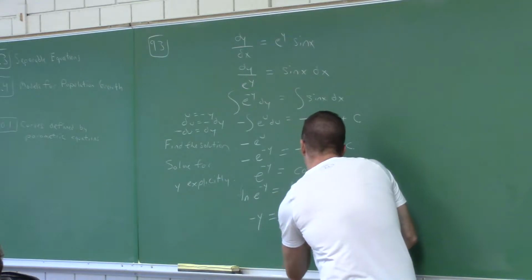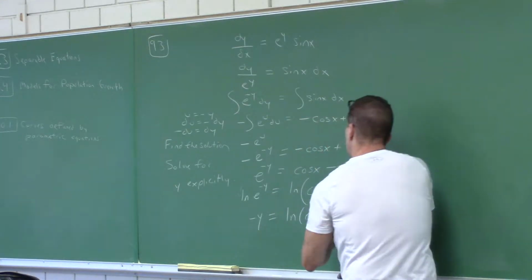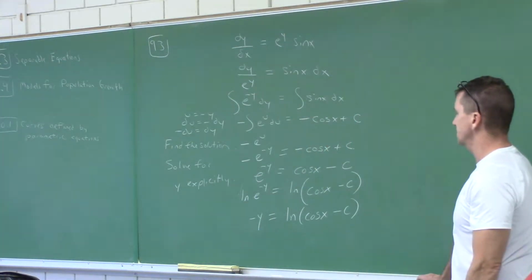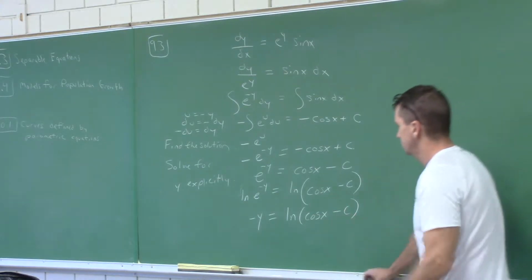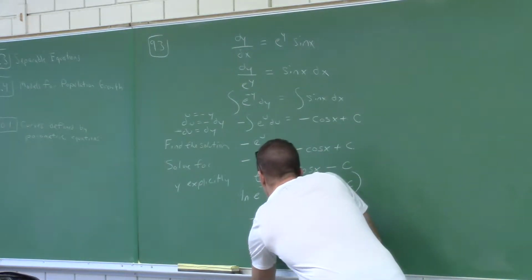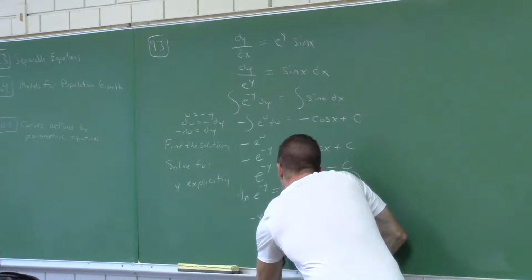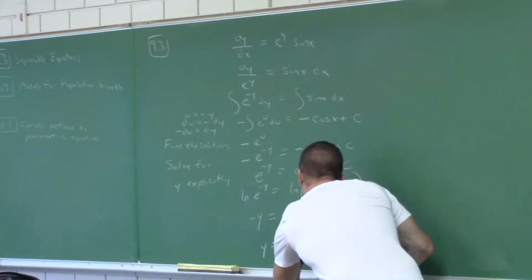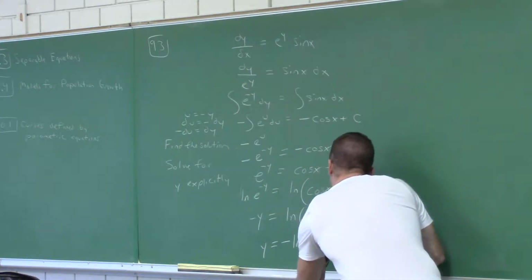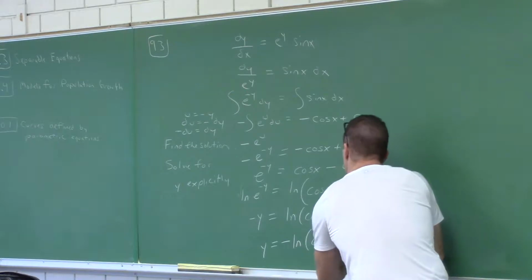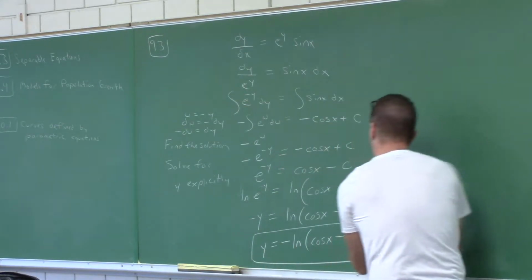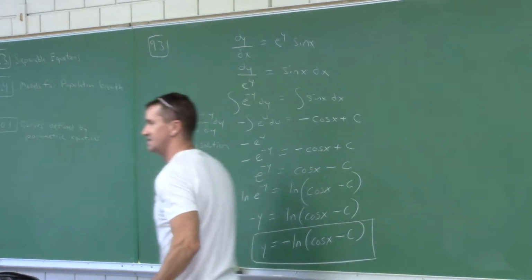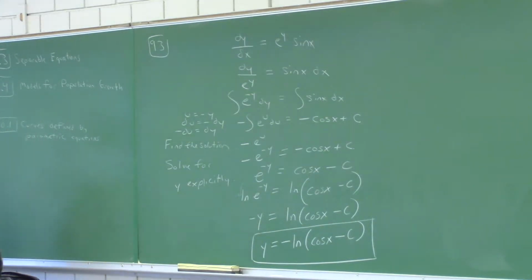So, what is my final answer? Negative y equals that. Then y equals negative natural log of cosine of x minus c. There you go. We solved for y explicitly. Let's see if you have any questions on that.